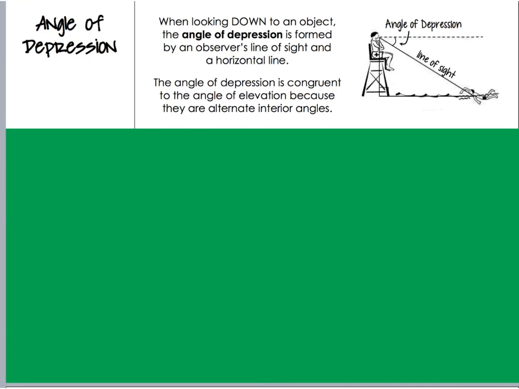Next, we're going to talk about angles of depression. Angle of depression is formed by an observer's line of sight and a horizontal line. So this one is going to be looking down. So that angle of depression is actually going to be outside the triangle. And so it's just something that we have to actually practice.